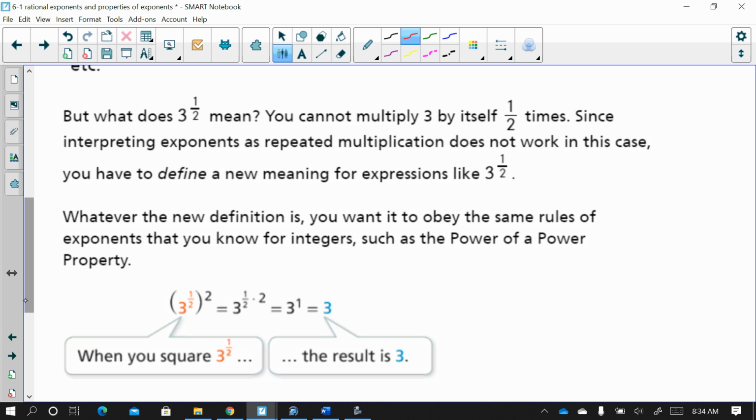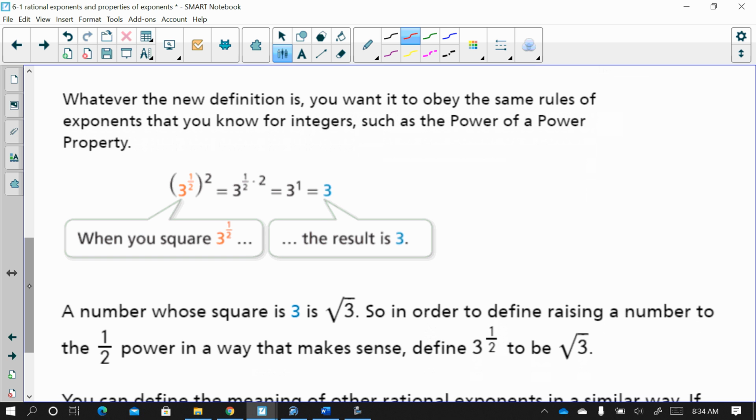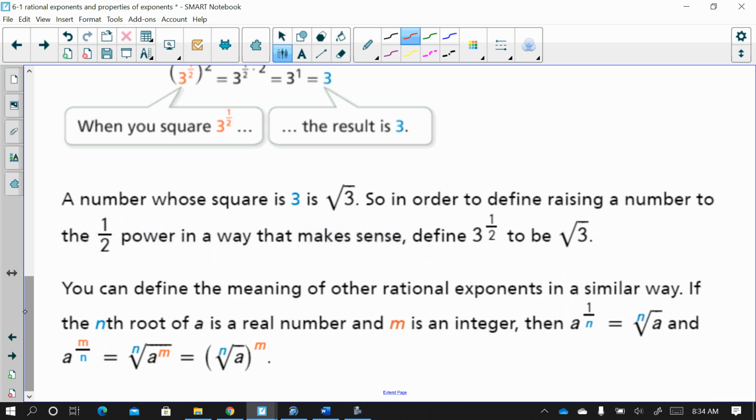So since interpreting exponents as repeated multiplication does not work in this case, we have to come up with a new meaning. Whatever the definition is, it needs to obey the same rules of exponents that we know for integers, such as power to a power. Well, I know if I take 1/2 times 2, I get 1. So 3 to the 1/2 squared has to equal 3. So the number whose square is 3, if we go backwards, would be the square root. So in order to define raising a number to the 1/2 power in a way that makes sense, anything to the 1/2 power is the square root of that thing.